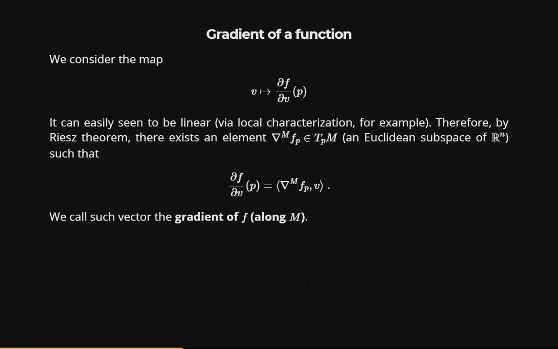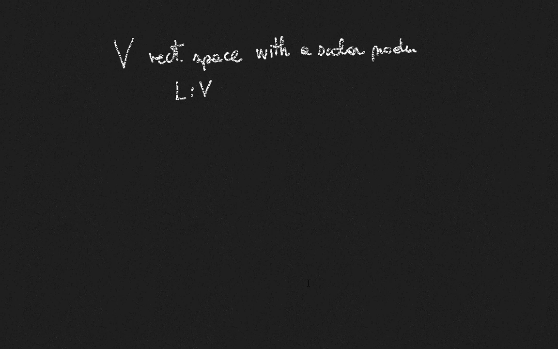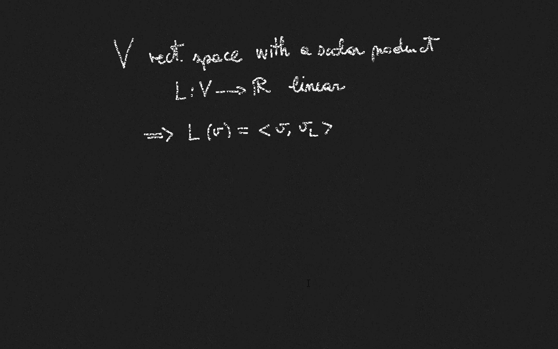Therefore, by Riesz's theorem, which I hope you all know: if you have a vector space with a scalar product, so Rn with a scalar product, for example, and you have a linear function L from V to R, then you can write L of v as the scalar product of v with a fixed vector v_L.